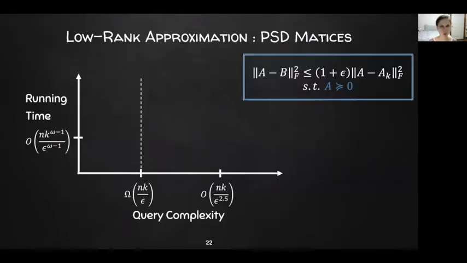We again have query complexity on the x-axis and the running time on the y-axis. Our result implies that we get a nearly linear time algorithm at this threshold of nk over epsilon. Below this threshold, the problem is information theoretically impossible. We therefore obtain a sharp phase transition with no computational versus statistical gap.